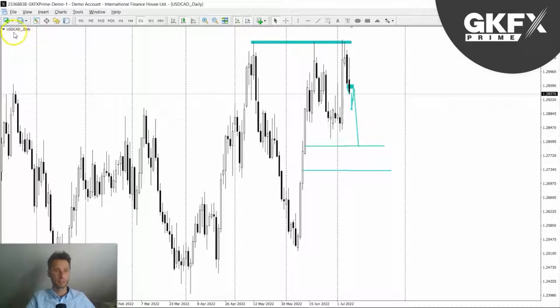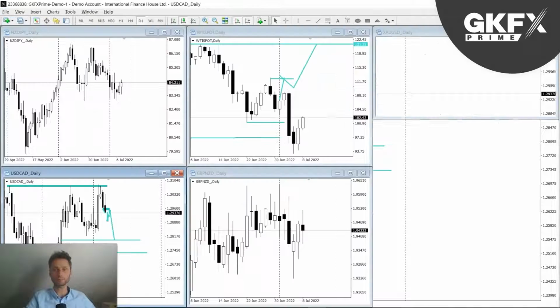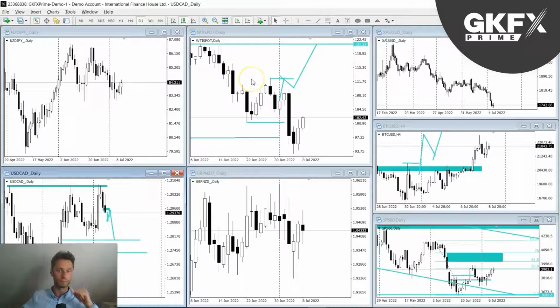This is a CAD pair, so that CAD news could play into this setup. Let's see how it goes. Right. Next one here, I'm going to look at some minor pairs. Let's have a look here at New Zealand yen.